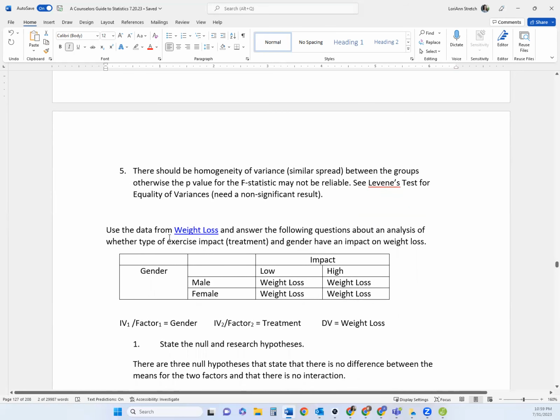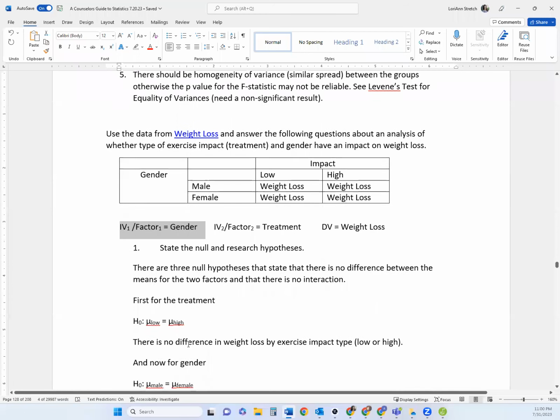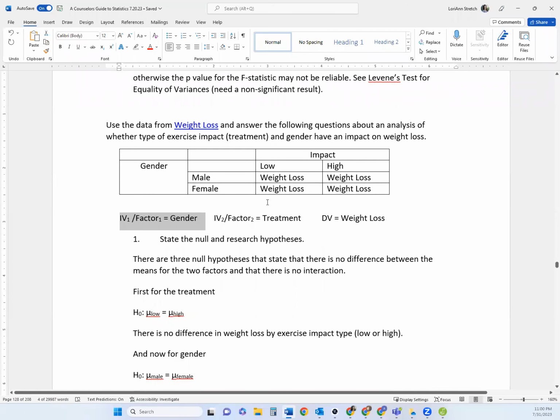So we're going to take a look at weight loss as our data set. We're going to look at two genders in this particular study, male and female, knowing there's definitely more, but this is male and female in the study. And we're going to look at the impact of a weight loss or exercise program. So we have a low impact exercise program and a high impact. And the dependent variable is going to be weight loss. So again, you can see that here. Our independent variable 1 or factor 1 will be gender. Independent variable 2 or factor 2 will be treatment, and our DV, our outcome, is weight loss. We're going to say there are no differences between high and low impact exercise.